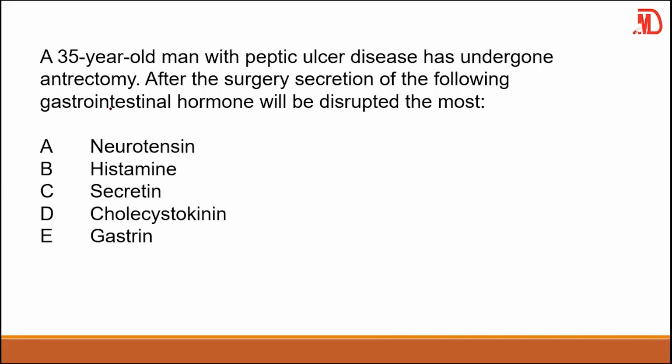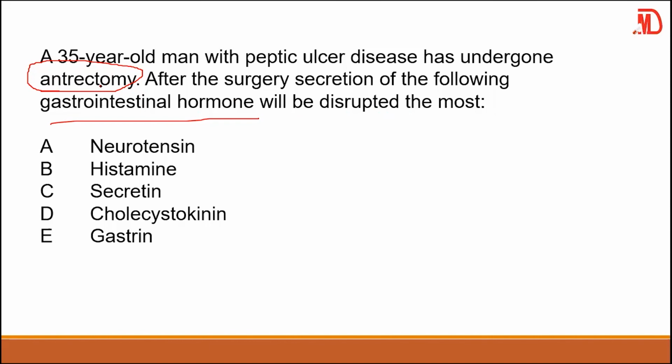A 35-year-old man with a peptic ulcer has undergone antrectomy, meaning removal of the antrum. After the surgery, secretion of which gastrointestinal hormone will be interrupted? The question is what hormone is found at the antrum of the stomach? Who can tell me? Gastrin. Exactly, gastrin. Your answer is gastrin, because gastrin is found in that area.